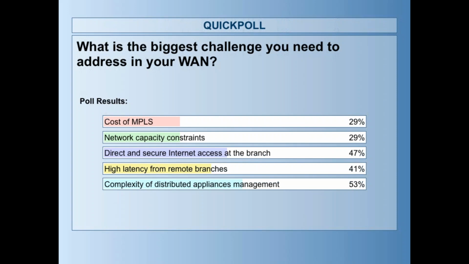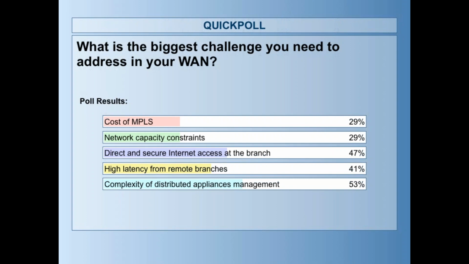Okay, so when we look at this, again, we see a pretty good representation of all the options. The cost of MPLS and capacity constraint are related. Typically, customers use a limited amount of capacity to reduce cost, which is, of course, on the network. They want to have direct and secure internet access. Again, lack of a network security stack in MPLS networks creates a challenge in that regard.